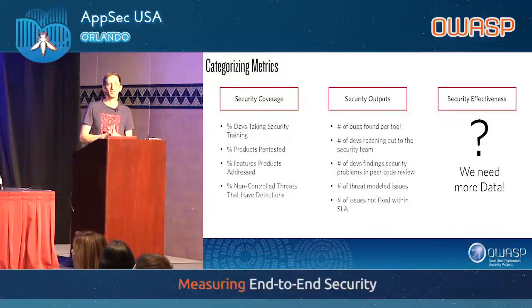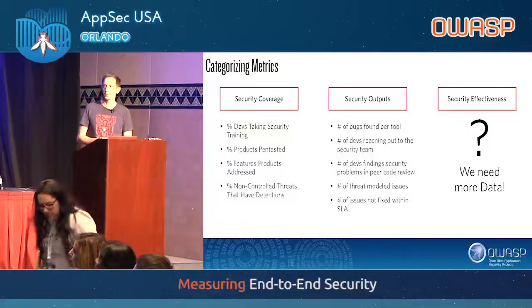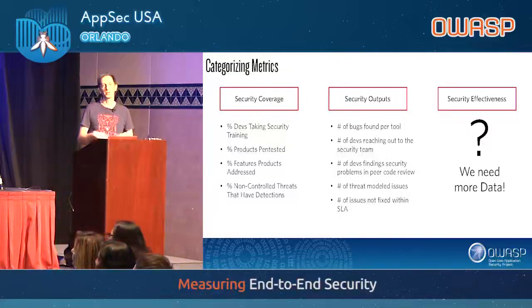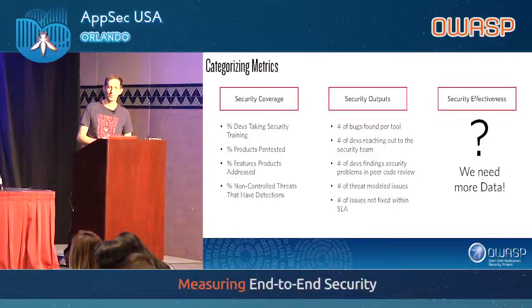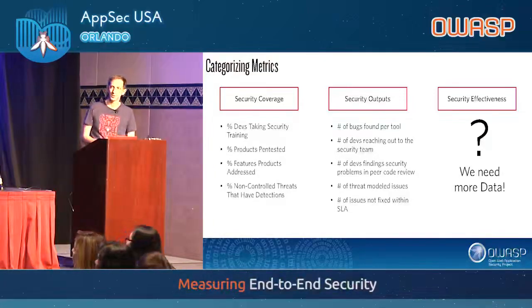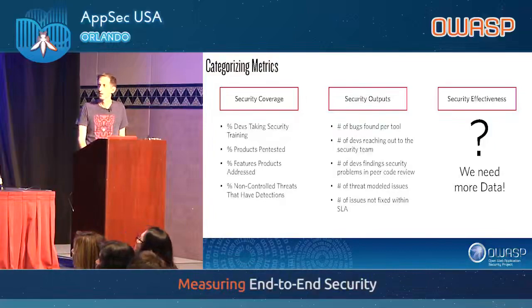Our security coverage is how much of the organization are we covering. So this is the percentage of developers that we're training. It could be the percentage of products that we've addressed, that we're actually interacting with. Really it's, how much coverage do we have? And then we'll talk about outputs.